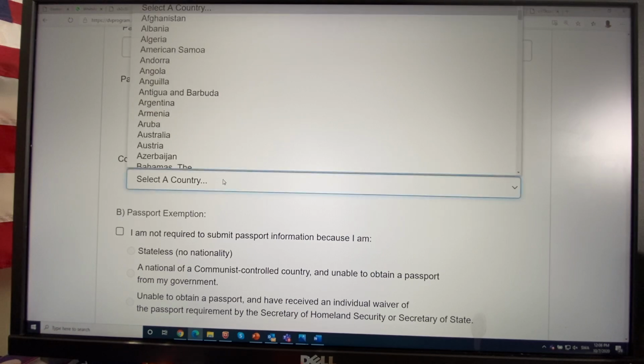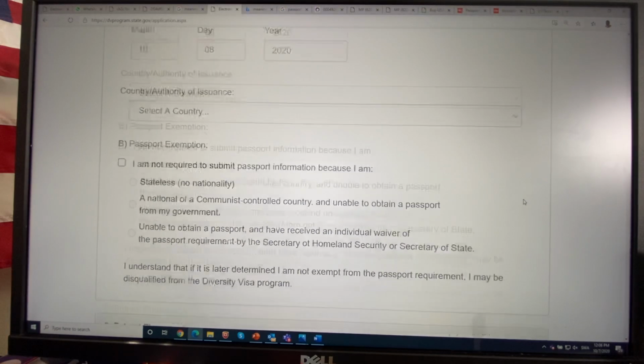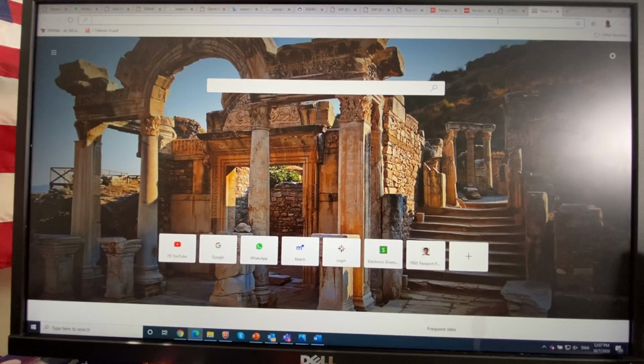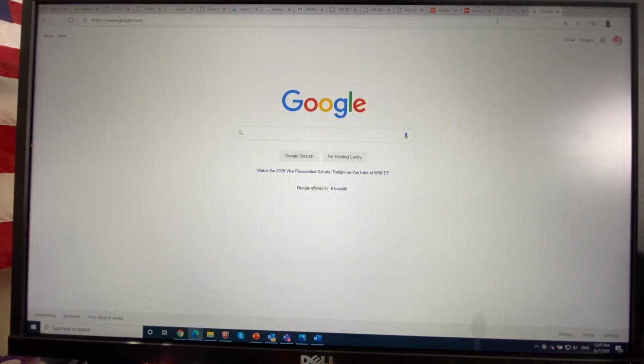Then the country that issued the passport. But here's part 2: there are some people who are going to put an exemption. If you don't have a passport, go and apply for a temporary passport or the actual passport in your country. Do whatever it takes to get the passport. Because some people come here and say, oh, I don't have a passport, exemption. If you put passport exemption, you have to specify what type of exemption you are applying for. Number 1, you are supposed to be stateless or have no nationality. So, in case you do not know, let me give you the meaning of stateless.